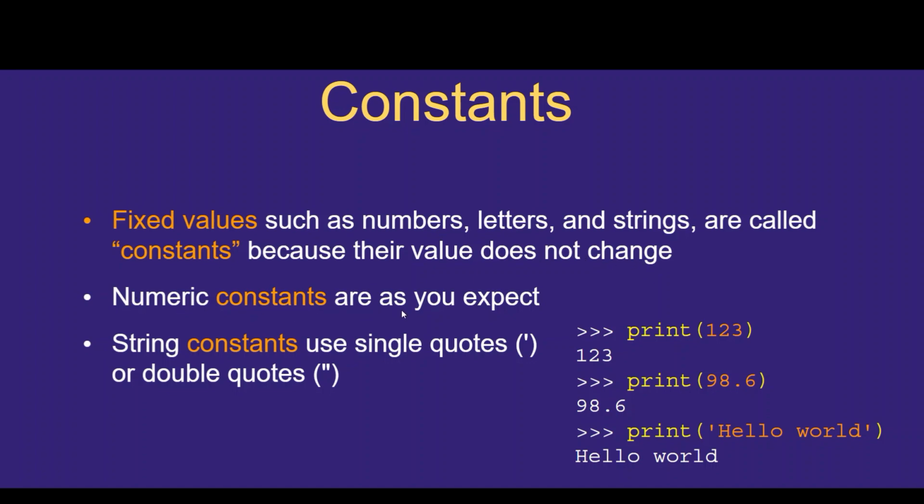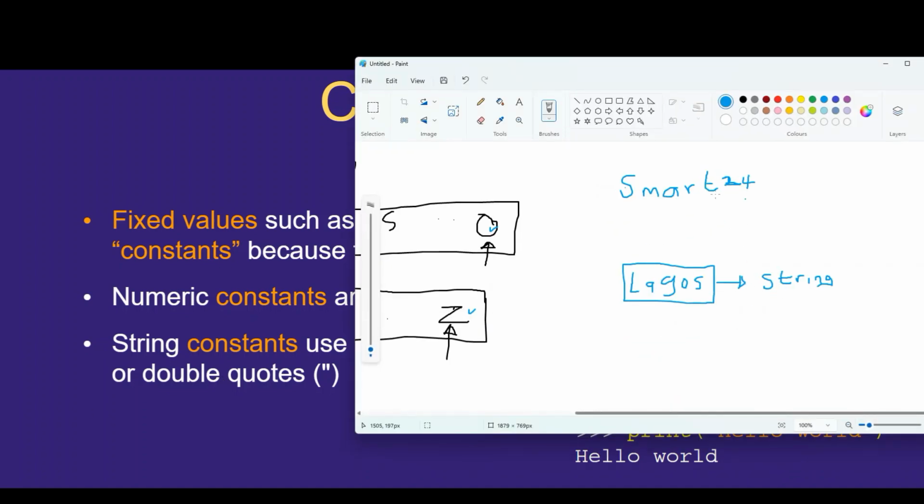Numerical constants are as you expect. String constants use single quotes like this or double quotes. So a single string constant is this. You can just name it like this. This is a string constant in Python, or you can use this one like this, double quotes. This is called single quotes, and this is called double quotes.